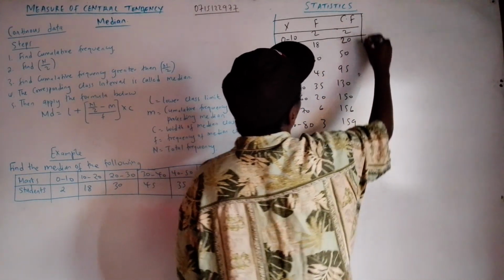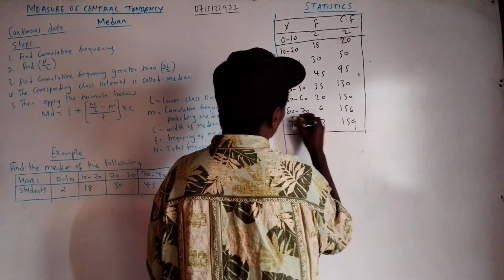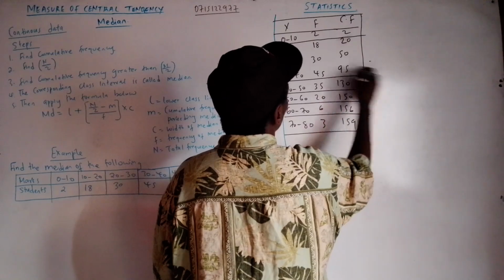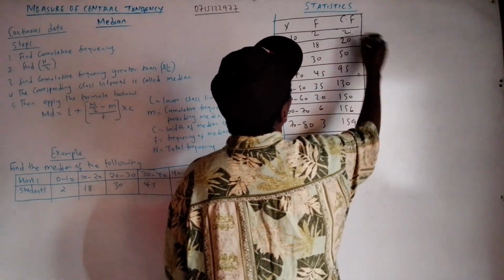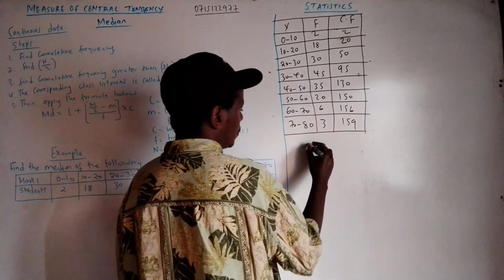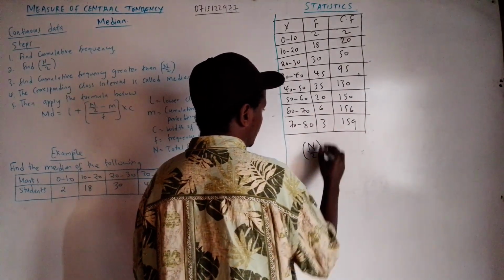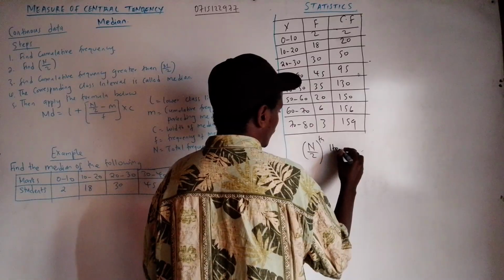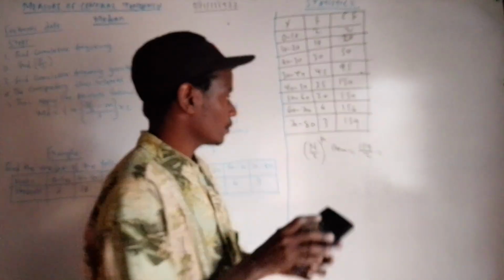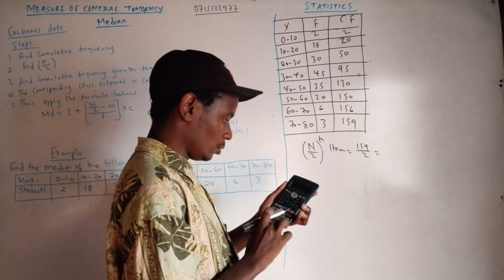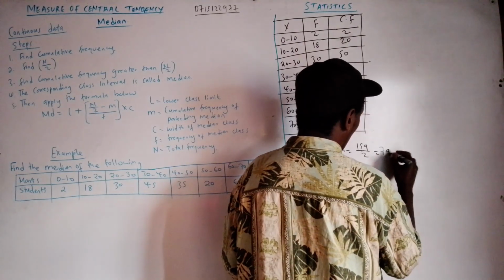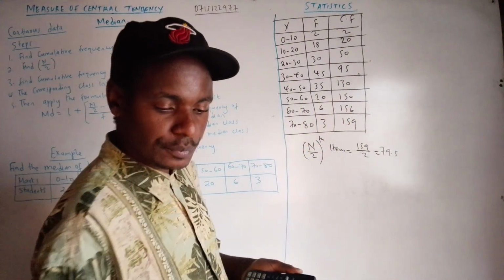So let us find n over 2, the n over 2th item, which is 159 divided by 2. How much is that? 159 divided by 2 is 79.5. Now we can input our formula.